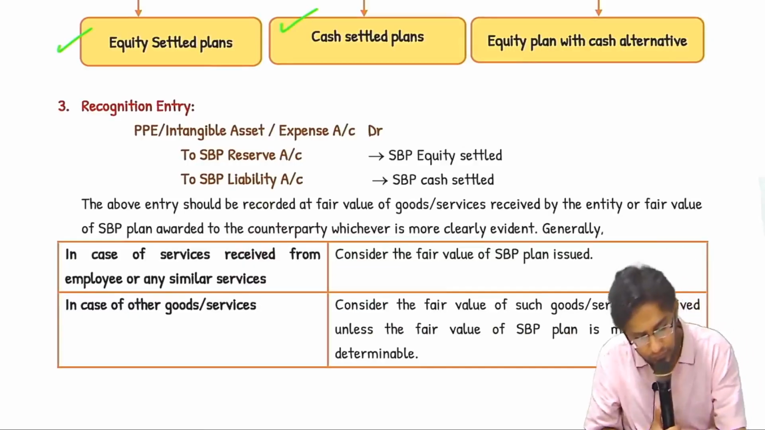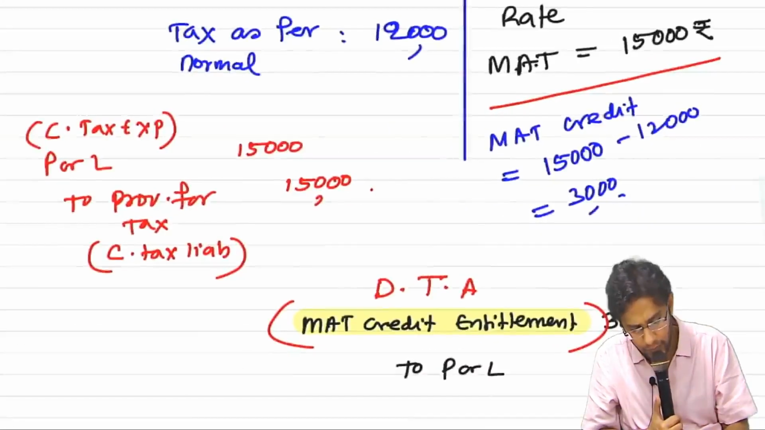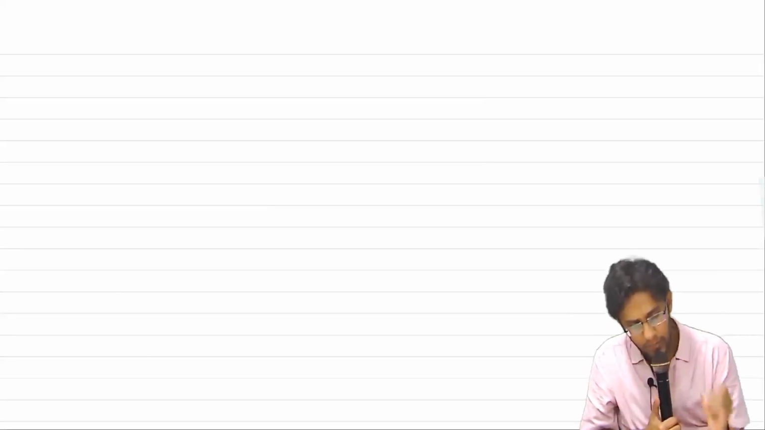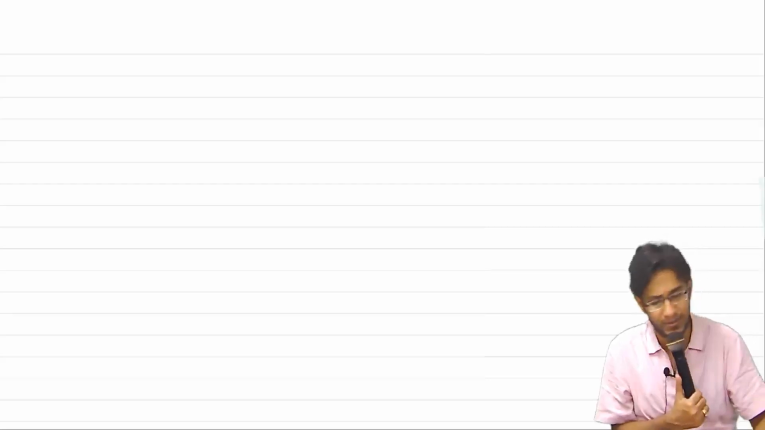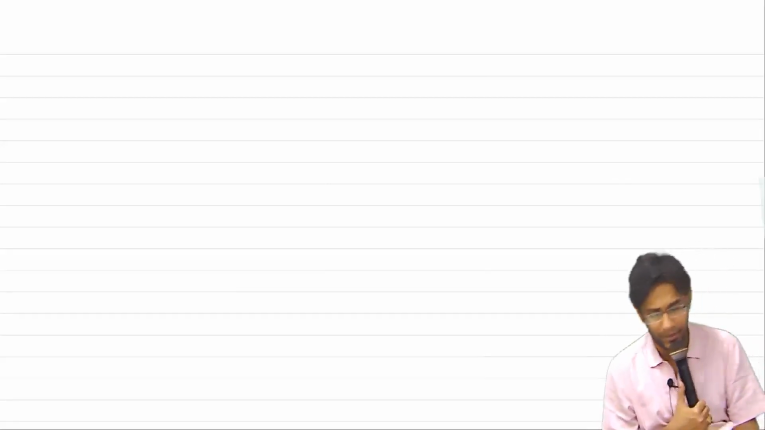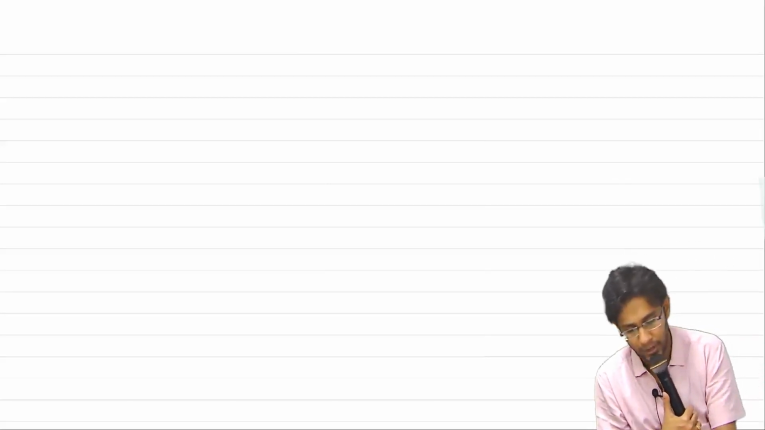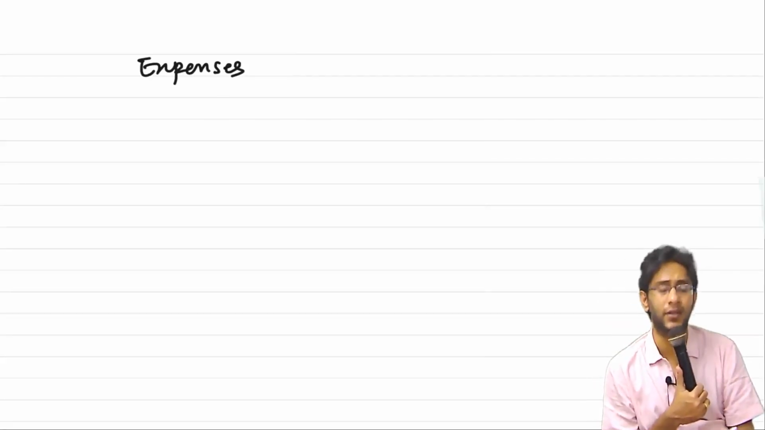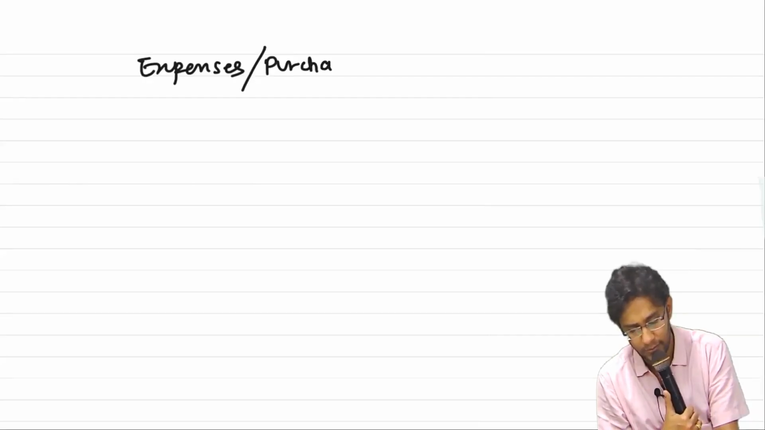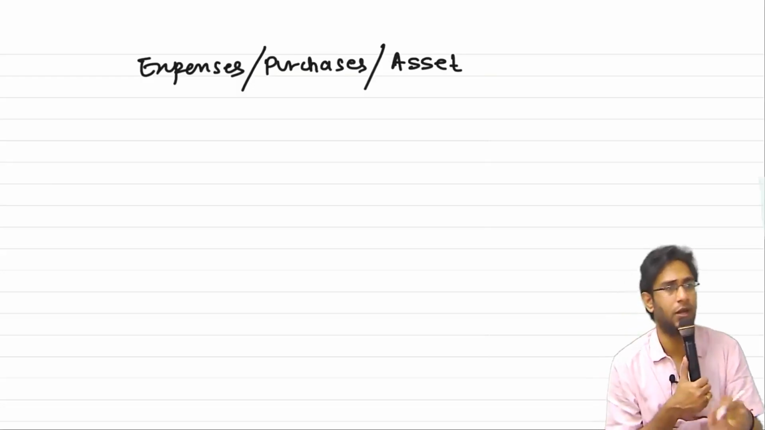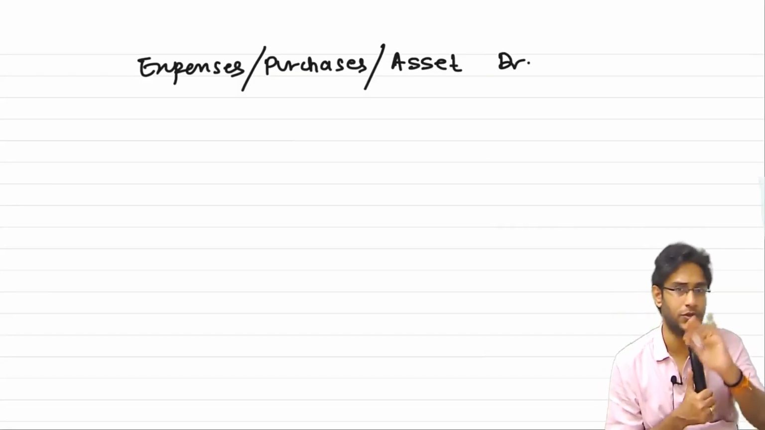Next, one rough entry I will tell you. Based on that, the entire measurement principle is highlighted. Then we will go and see specific cases. Now, you have to pay consideration to somebody because you obtained some benefit from them. Then how will you account for that benefit? For example, if it is services, you will recognize it as an expense. If you received goods, then you will account for it as purchases. If you received an asset, then you will call it PPE, intangible asset, or something. So the debit portion is clear.